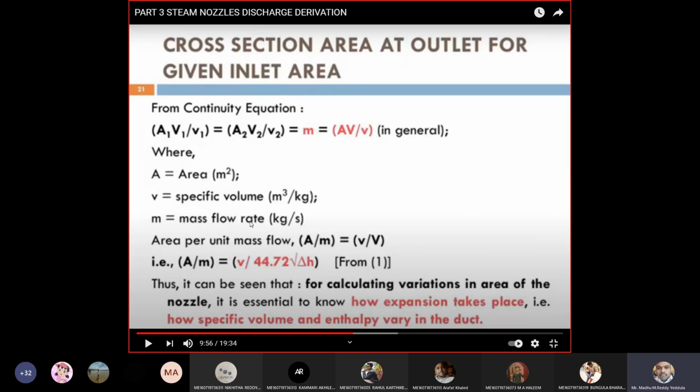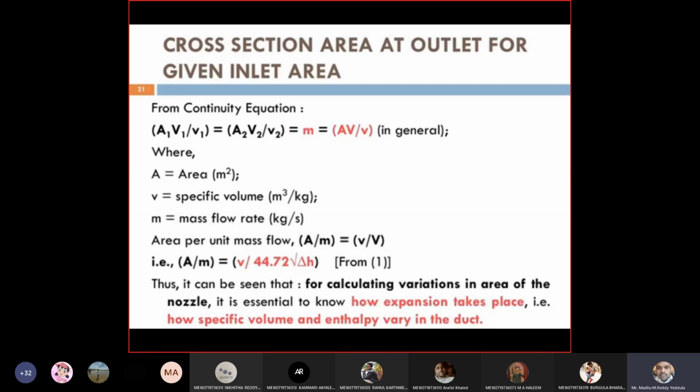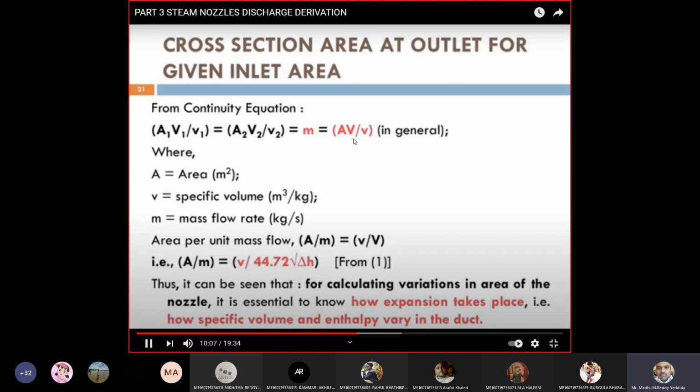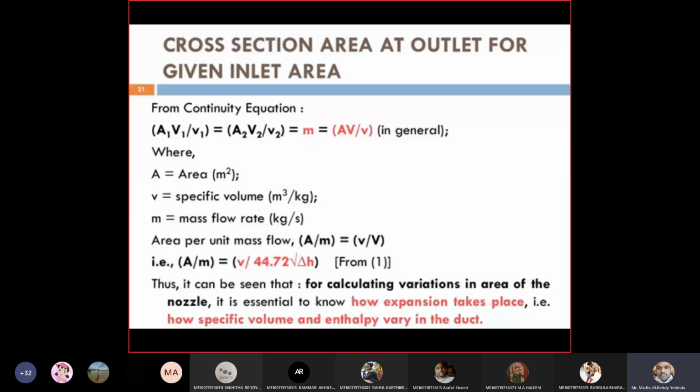Now we will see the continuity equation, the cross-sectional area at the outlet for the given inlet area. Suppose the inlet area is given and you want to increase the velocity by this much, then what is the exit area? You know the initial velocity, initial cross section, and final velocity, but you don't know the final area. So we can calculate.